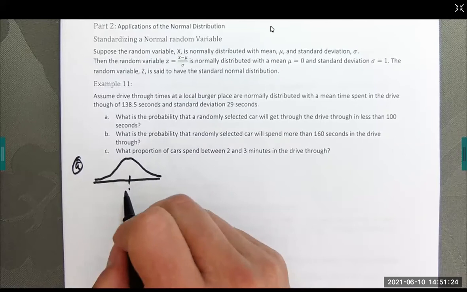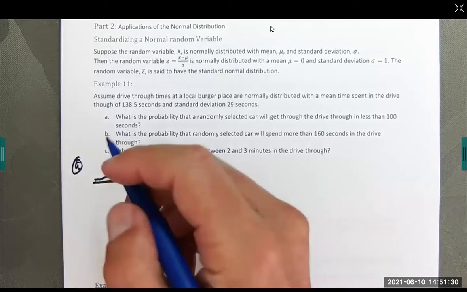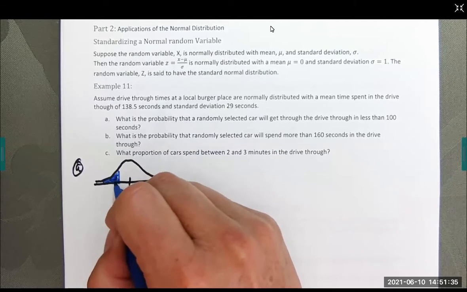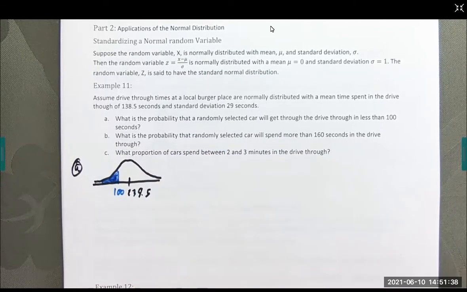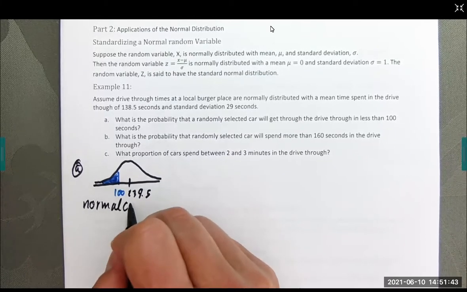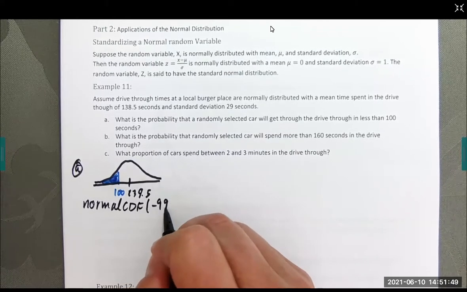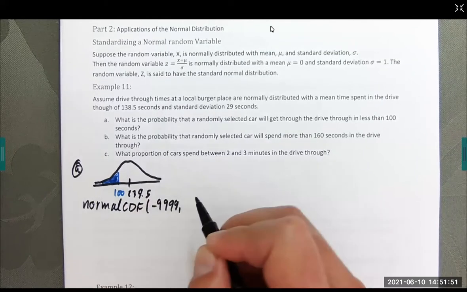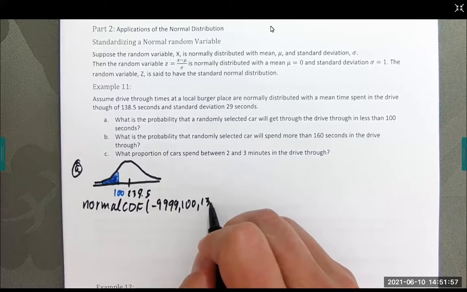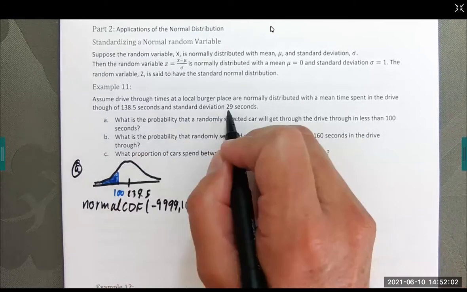And here we have 138.5. Less than 100 seconds, that means we are here. So we are looking for normal CDF. Now, this is going to be negative. Remember, it's a big number because we're going up to negative infinity here. Up to 100. And I still have to put the mean, 138.5, and the standard deviation, which is 29 seconds.